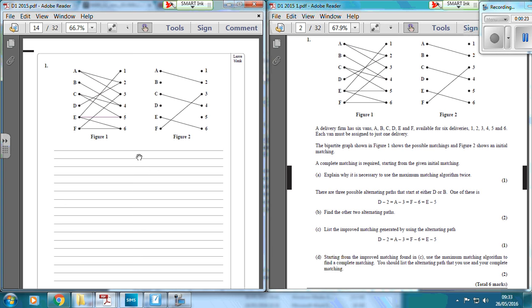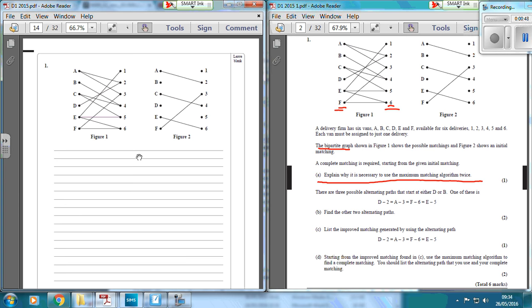So what we do to start off with, if we have a look at this one: explain why it is necessary to use the maximum matching algorithm twice. What we have here is a delivery firm with 6 vans and 6 different delivery destinations. Just another thing, this is a bipartite graph. This is a matchings graph because you've got 2 different sets of vertices.